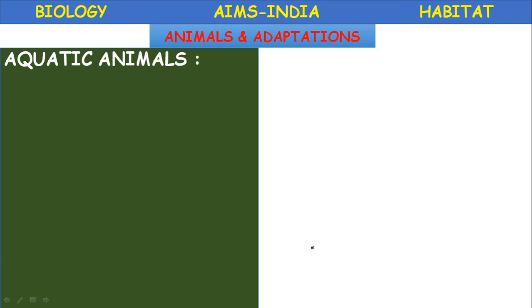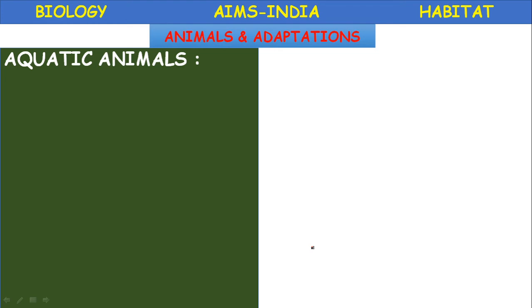Next, aquatic animals. The animals living in water habitat, living in oceans, ponds, lakes, are called aquatic animals. These animals include fish, crab, prawn, etc. So these animals breathe with the help of special structures called gills. The gills absorb the oxygen dissolved in water, and water goes out of the body.